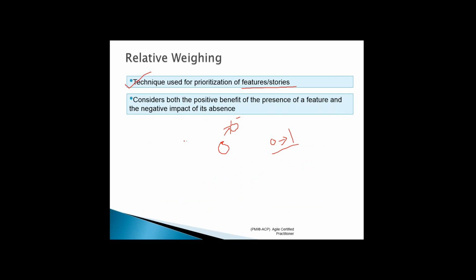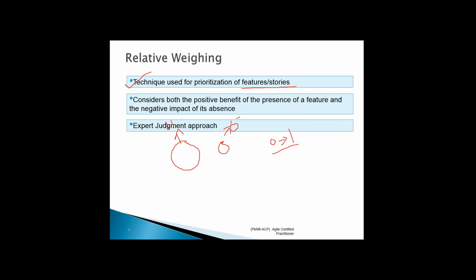And then you have coconut, bigger one. You say, hey, I'm going to assign probably complexity of 11. That is relative weighing. It considers both the positive benefit and the negative impact. That's a good part. If I include the feature, what are the positive benefits? If I do not include, do we have any negative impact? Not benefits, negative impact.